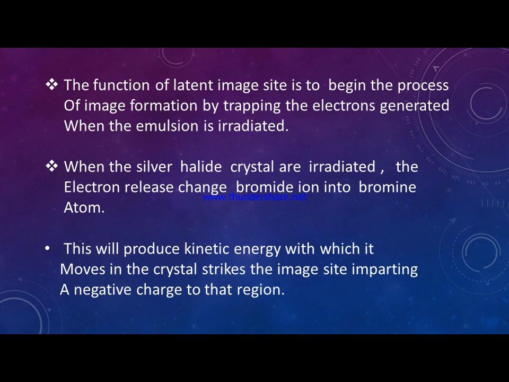The function of the latent image site is to begin the process of image formation by trapping the electrons generated when the emulsion is irradiated. When the silver halide crystals are irradiated, the electron release changes a bromide ion into a bromine atom. This produces kinetic energy with which it moves in the crystal and strikes the image site, imparting a negative charge to that region.